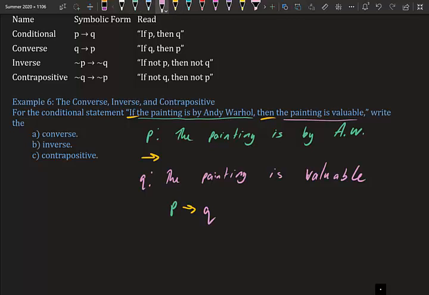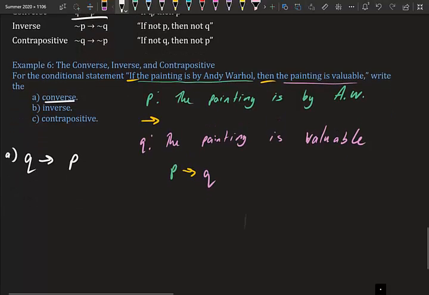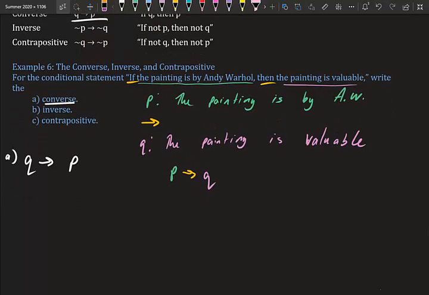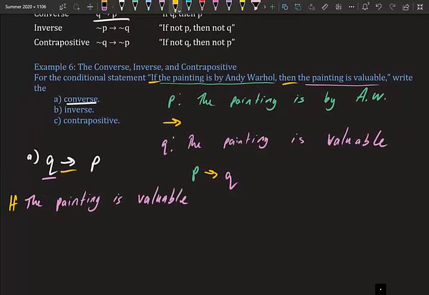No negations there. So let's go ahead and write our converse. So the converse is Q if then P. So let's write that Q if then P. So Q, the painting is valuable. We have our connective if then. So we have if then. We have P, the painting is by Andy Warhol.